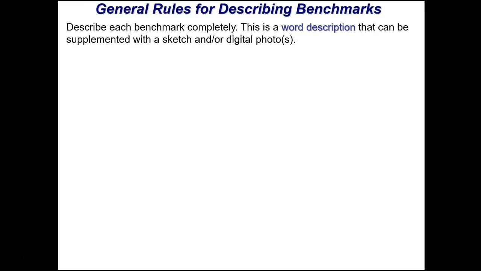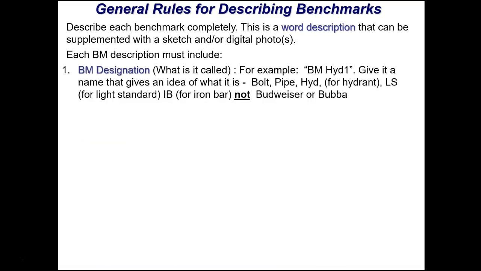So some general rules when we talk about doing level calculations, we start with our benchmarks, right? And so that's our areas where we start. We want to put some type of a wording description. We can sketch or even take a picture so that we know where those benchmarks are so that somebody else could come out and find those later on, right? So when we describe our benchmark, we need some kind of a designation. BM HYD1 might mean that that's benchmark 1 HYD for hydrant.